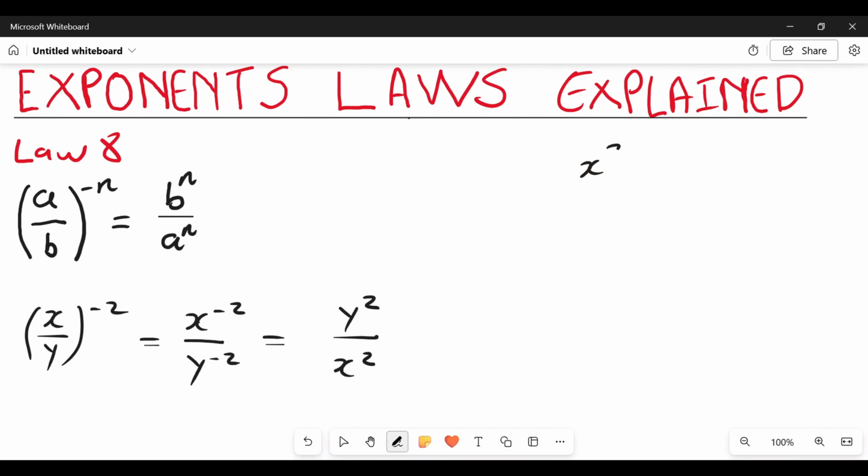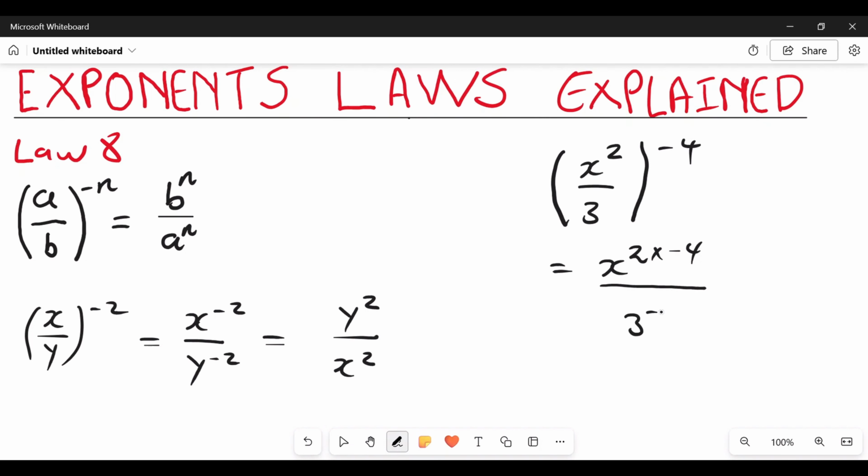Now, another example, let's say x squared divided by maybe 3 to the power of negative 4. Now, when you solve this, the base x here to the power of 2 is going to be multiplied by the exponent that is outside the bracket, divided by 3 to the power of negative 4. Now, when you continue here, this x is going to have the power of negative 8 divided by 3 to the power of negative 4. So we're going to have 3 to the power of 4.